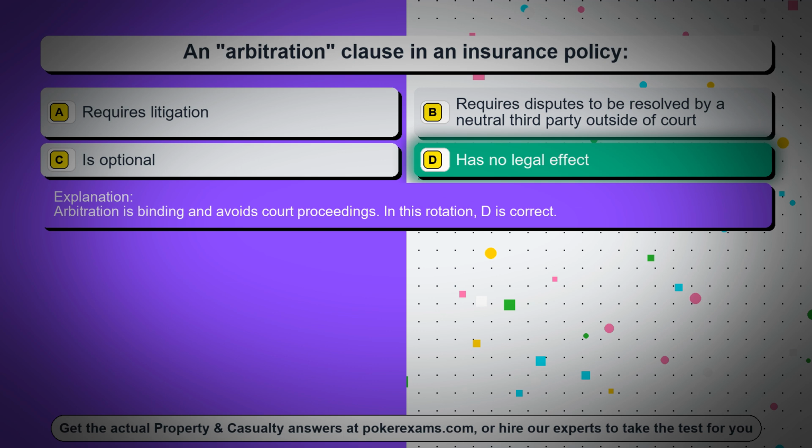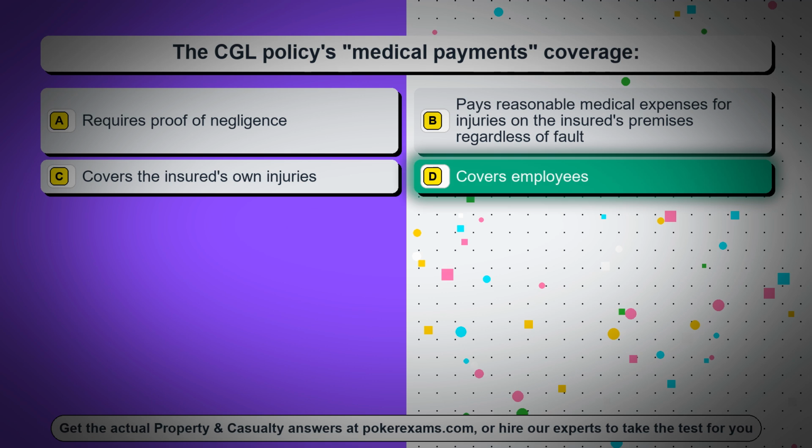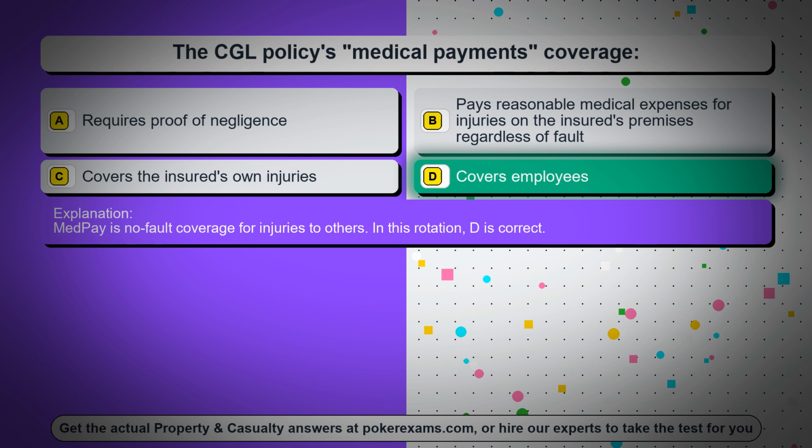Question 67. The CGL policy's medical payments coverage, option A, requires proof of negligence. Option B, pays reasonable medical expenses for injuries on the insured's premises regardless of fault. Option C, covers the insured's own injuries. Option D, covers employees. The correct answer is option D, covers employees. MedPay is no-fault coverage for injuries to others. In this rotation, D is correct.